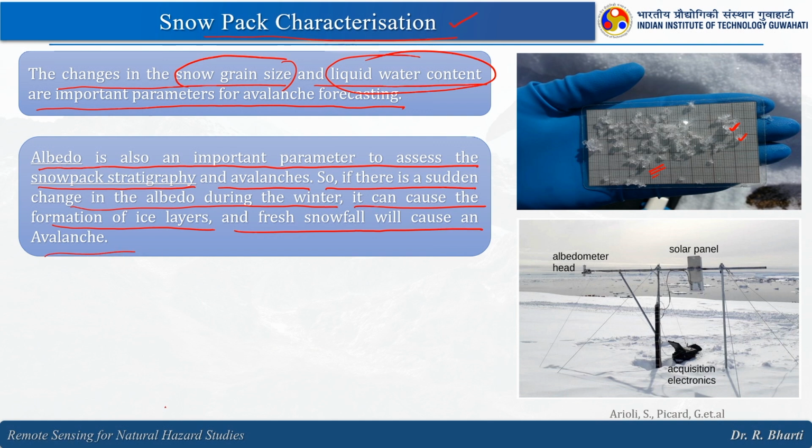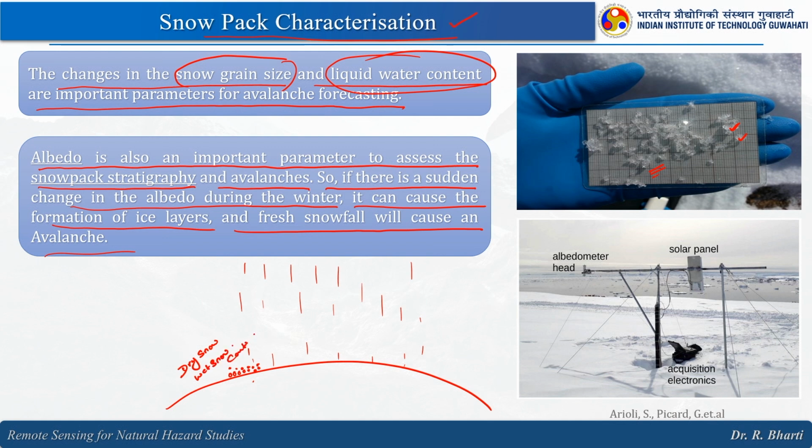So what is happening? Let us say this is the area, right, and here you are having the snowfall, right. Depending upon the grain size and the type of snow, whether it is a dry snow or wet snow or contaminated snow, the albedo which is getting reflected from this surface will be different, right.